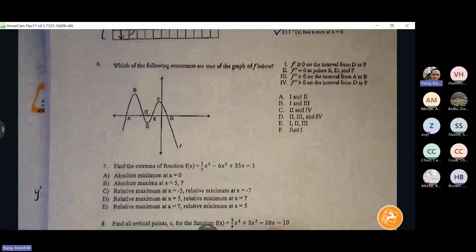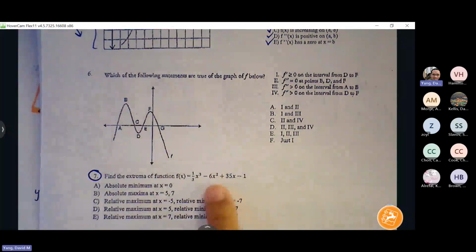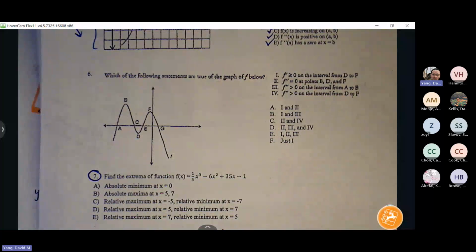Okay, number 7. Find the extrema of the function. So we've got a nice polynomial here. We can just go through the first derivative test, right? Find f prime, create your sign line, and then look at your rise and fall of your arrows, and then we should be able to determine which of these is true.